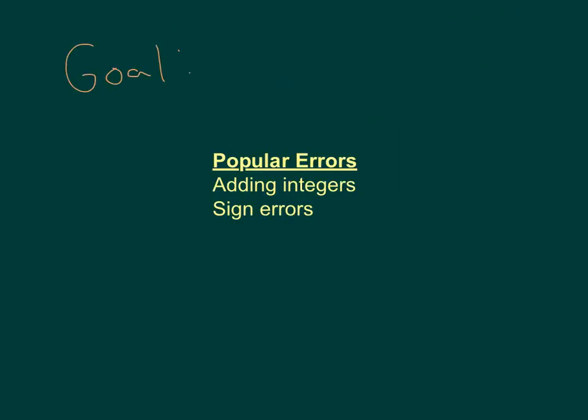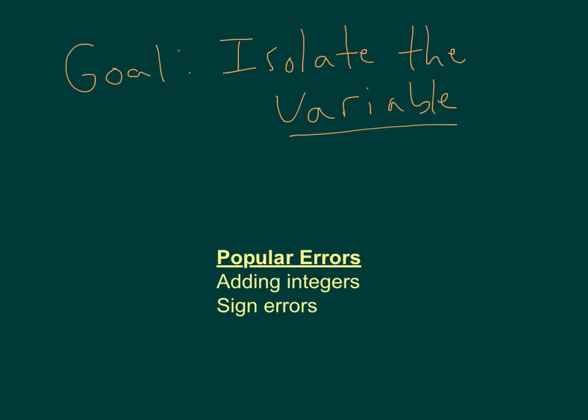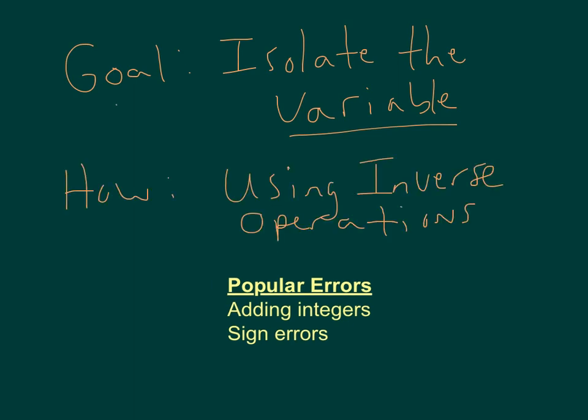Don't forget that the goal is to isolate the variable. Isolating the variable is our number one goal. We're going to do that by using inverse operations. And the last thing we want to do is, as we try to accomplish that goal, we're going to watch these popular errors, take our time, watch our signs. Good luck.